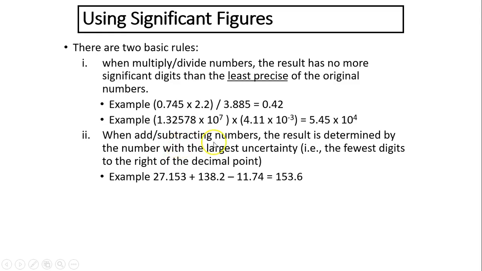Now, when adding or subtracting numbers, the result is determined by the number with the largest uncertainty. What does that mean? That means the fewest digits to the right of the decimal point. Now you have three numbers to add or subtract. This number, 138.2, is the one with the largest uncertainty because it has only one digit to the right of the decimal point. That means your answer should have only one digit after the decimal, 153.6.